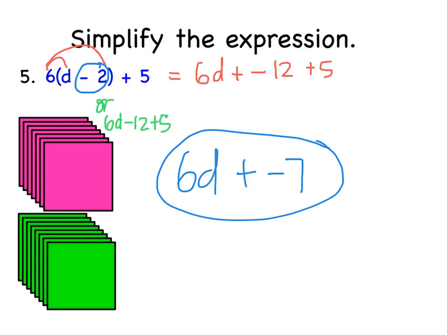And as a refresher from yesterday, on the quiz, even though this is the most acceptable answer, the most correct answer, I would also accept 6d minus 7 or negative 7 plus 6d. So any of those options would be considered correct on the quiz.